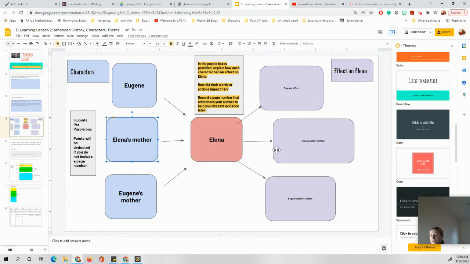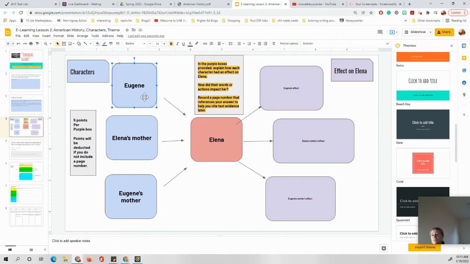Okay, Elena's mother is going to say some things to her that will come back to haunt Elena later. What is Elena's mother's effect on Elena? Okay, write a page number where you think there are words that are really impactful to Elena. And then we have Eugene's mother. She is going to say some really hurtful words to Elena. What does that affect on Elena? How does that impact her? Okay, that's what you want to write about, and then reference the page number either of the effect on Elena or the words that these characters said that impacted Elena either positively or negatively.